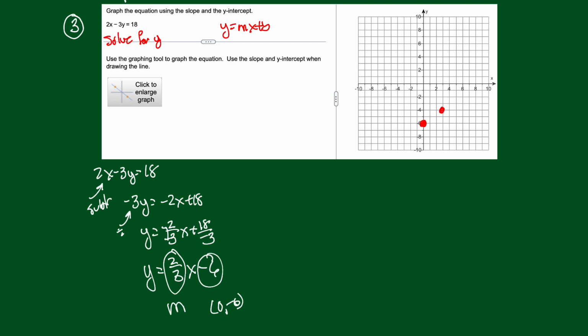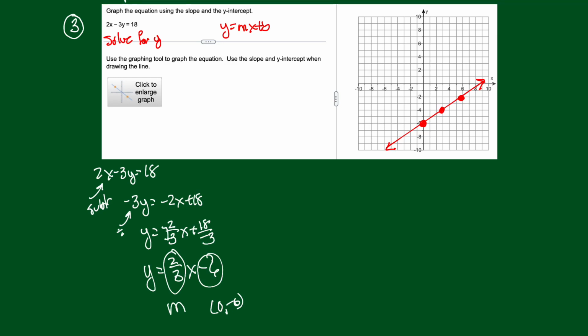I'm going to do it again. To the right 3, just so I get another point. To the right 3, up 2. You can do it again if you like, but I think we got enough. I'm going to pass a line through those 3 points. And that's what I think is the graph of this equation.